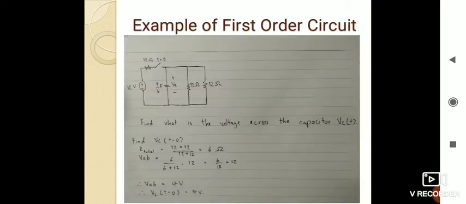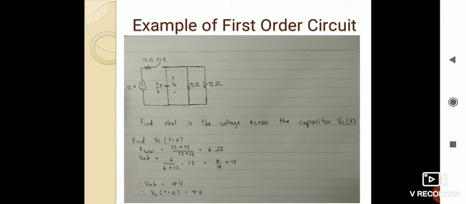Right, so let us see an example of a first order circuit. In this example, the problem is, what is the voltage across the capacitor, which is VC(t), because we have t that changes over time. So before we find VC(t), we have to find VC when t is equal to 0.